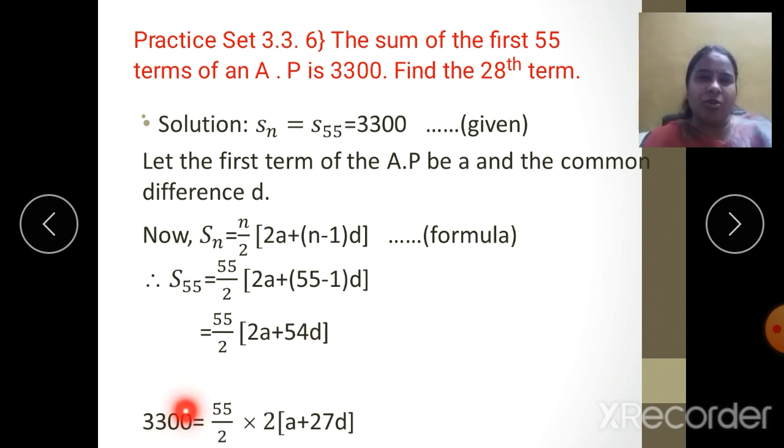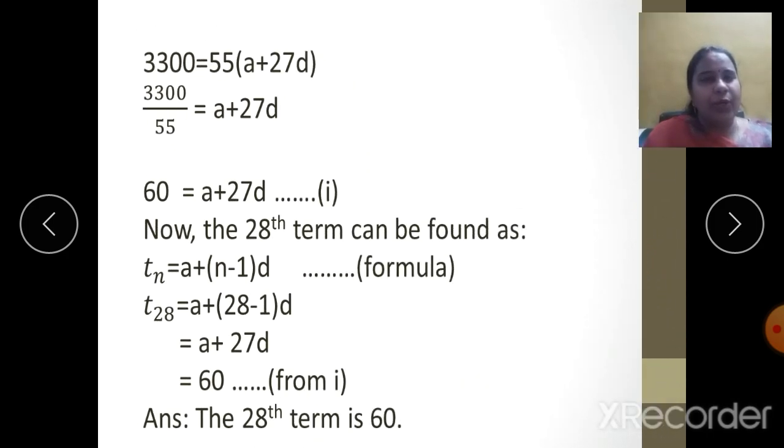So 3300 from where? From here. We have got this in the question. That sum of 55 terms is 3300. Is equal to 55 upon 2, take 2 common from here, and a plus 27d. Okay. Then this 2 and 2 can be cancelled. What we get is 3300 is equal to 55 into a plus 27d. Shift this 55 that side. So what do we get? 3300 upon 55 is equal to a plus 27d. And when we divide, we get value of a plus 27d as 60. Okay. Number it as equation number 1.